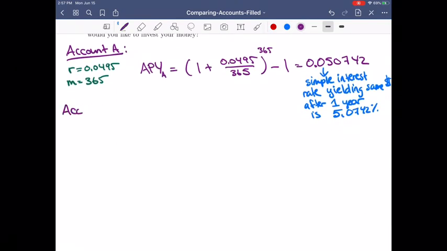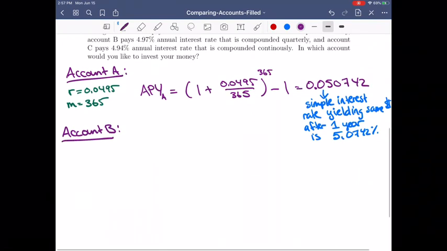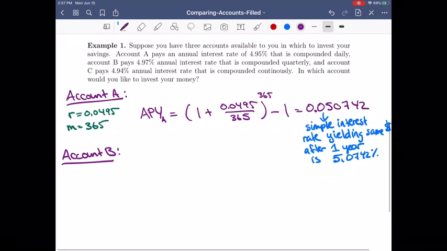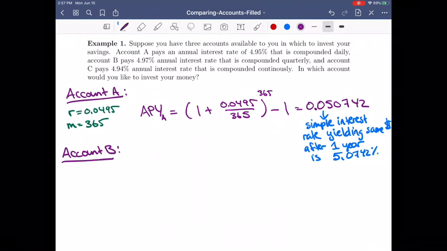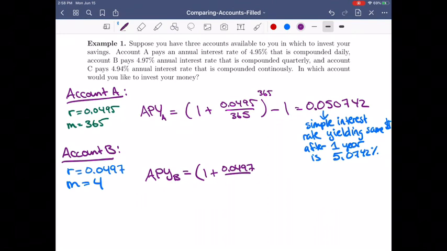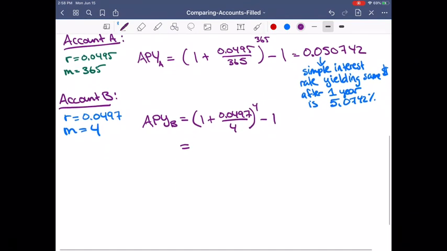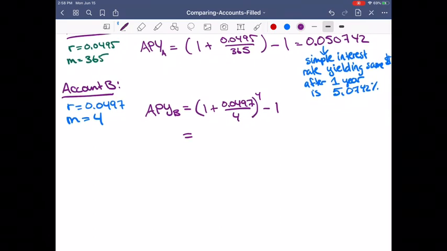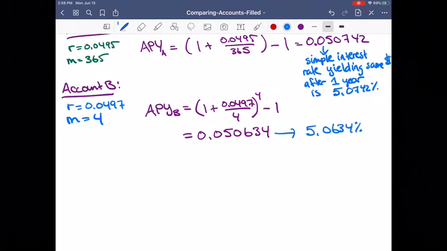Now we do account B. B has a slightly higher interest rate, 4.97%. So R is 0.0497, but it's compounded quarterly, so it has a smaller M value. So then APY for B is going to be 1 plus 0.0497 over 4 to the power 4 minus 1. If you compute that, you get 0.050634. So that's giving us 5.0634 percent. So far A has a slightly higher APY value, so the percentage there is a little bit better.